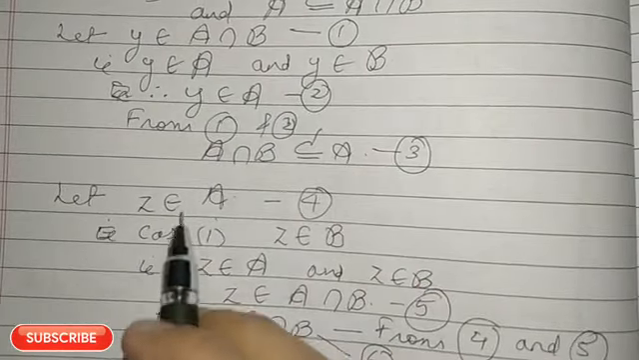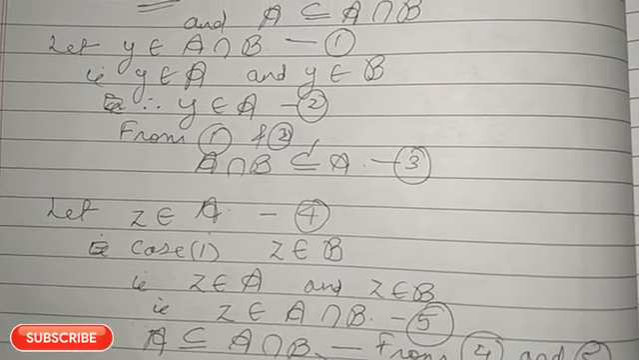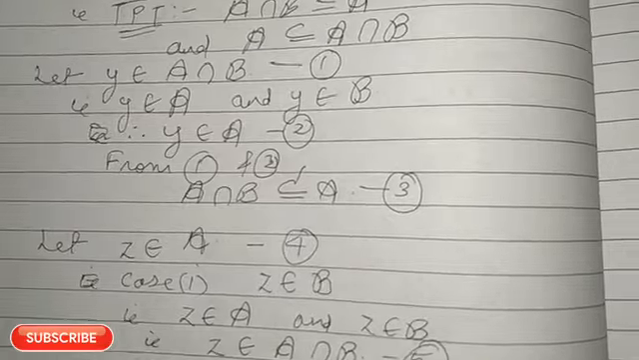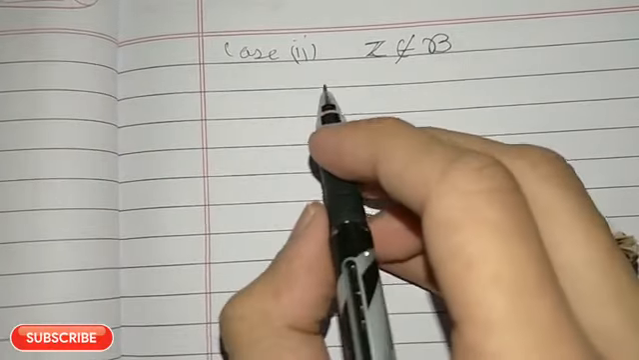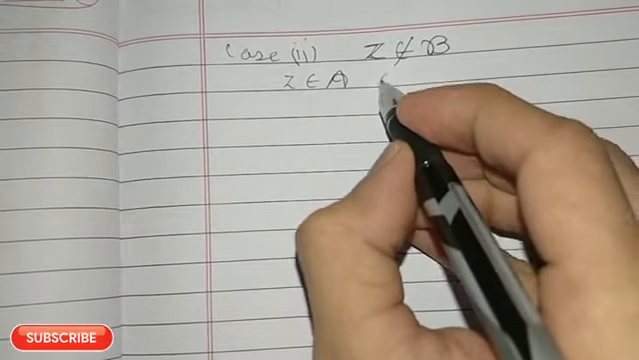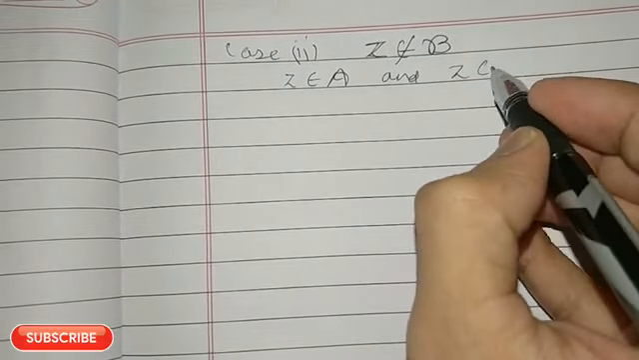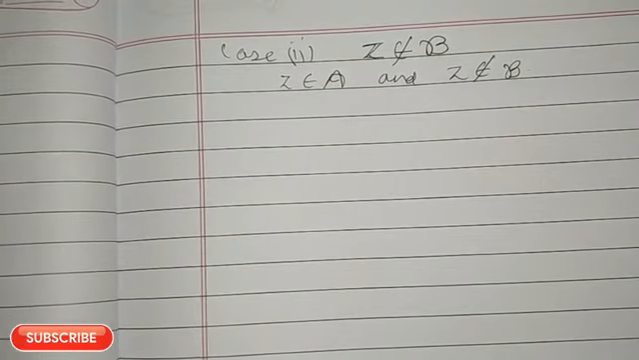Now what is given or what we have taken here? We have taken that Z belongs to A, right? Z belongs to A we have taken. And now by case 2, Z doesn't belong to B. So we have Z belongs to A and Z doesn't belong to B.